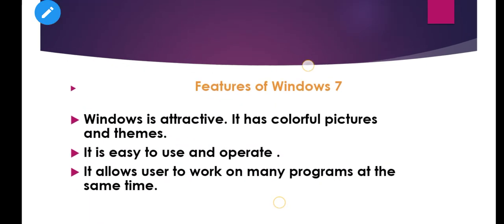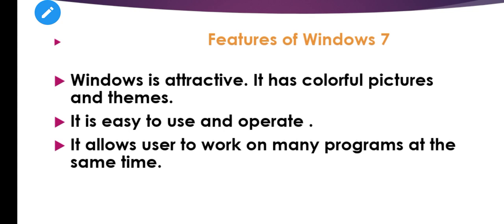Now, the next topic is Windows 7. Windows 7 is an operating system. Let's see about the features of Windows 7. Windows 7 is attractive. It has colorful pictures and themes. It is easy to use and operate. It has improved search tools. It allows users to work on many programs at the same time. Many programs at the same time means multitasking.